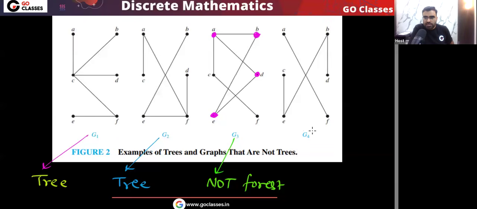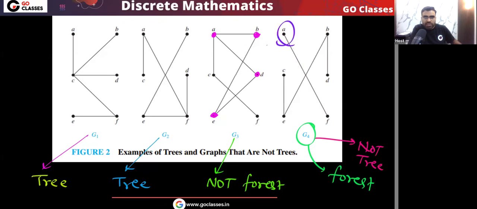What about G4? G4 is not connected, but this is acyclic. So this is a forest. Okay, remember this is not a tree. G4 is not a tree. What is the reason? Because this is not connected. You can see this, this is not connected. There is no path between A comma D, between A comma B. Okay, so you can see G4, this is not a tree, but this is a forest. This is an acyclic graph. Okay, you can see this is a cyclic graph, so this is not a forest, not a tree. Okay, this G3, if you look at this G3, this is not a tree. Okay, not a tree.